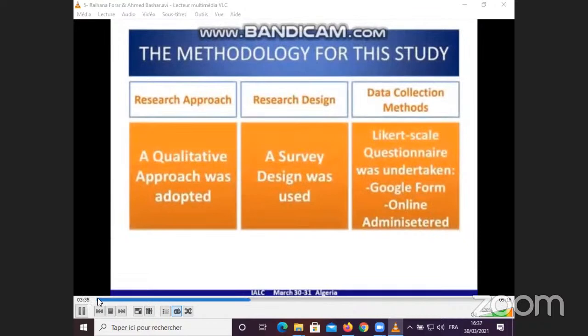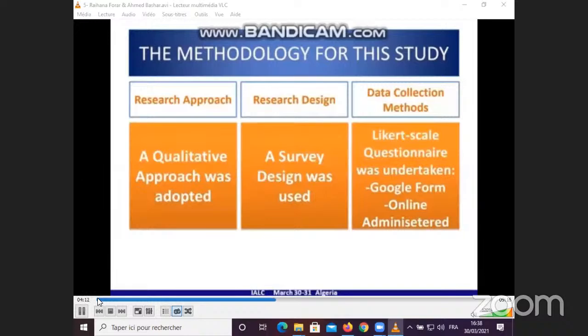Now, let's turn right up to the methodology for this study. As a research approach, we adopted the qualitative one because such an approach enables us to explore humans' attitudes and opinions. For the research design, a survey design was used. With regard to data collection methods, a Likert scale questionnaire was undertaken. This questionnaire was created using Google Forms and administered online so that we can easily and safely access the respondents because of the current situation of COVID-19.